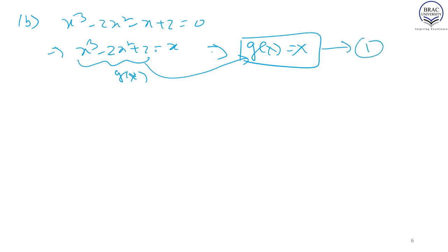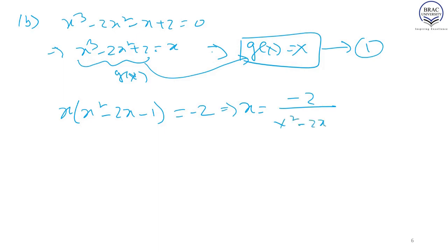Second choice, we can take, let's see how do I write it. 2 is a constant, we take it to the other side, factor out x, and divide. So it is a pretty easy way. We can write x factored out will be x squared minus 2x minus 1 equal to minus 2. So we can write here that x equal to minus 2 divided by x squared minus 2x minus 1. That is our g of x. So let's use the second choice.